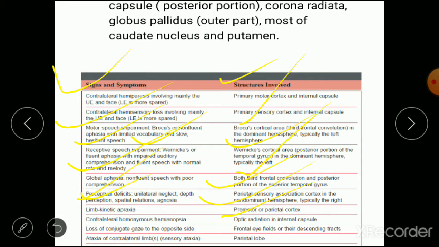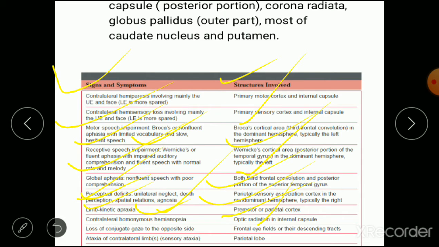Then if the premotor cortex or the parietal cortex is damaged, limb kinetic apraxia is present. Basically, apraxia means the impairment of voluntary skilled learned movement. The patient's voluntarily learned movement is impaired. In that we have different types: ideomotor, ideational and buccofacial apraxia. But here the limb kinetic type of apraxia is present.